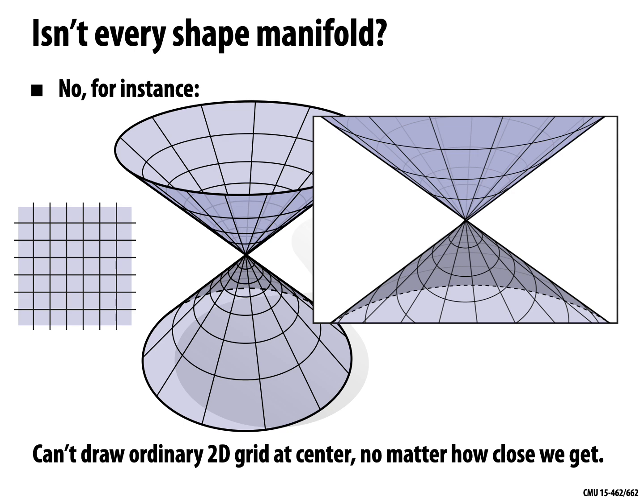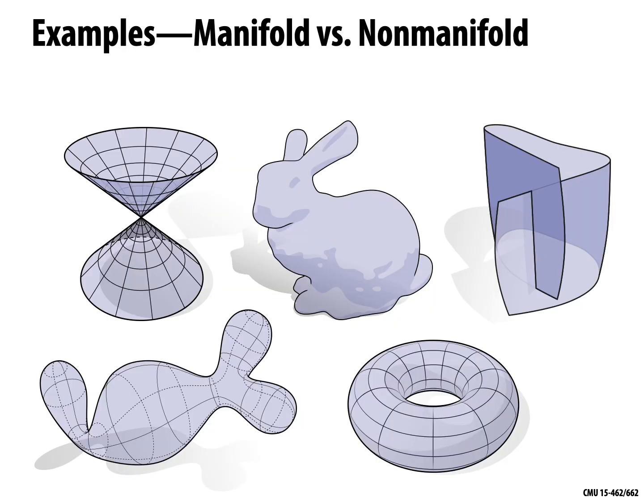Let's take a look at some other examples. So here's just a bunch of shapes that I picked at random. Okay? We have this kind of hourglass. We have a bunny. We have this thing that's folded on itself. This funny bumpy thing. We have a torus. So which of these shapes do you think are manifold? Which of these shapes do you think are non-manifold?